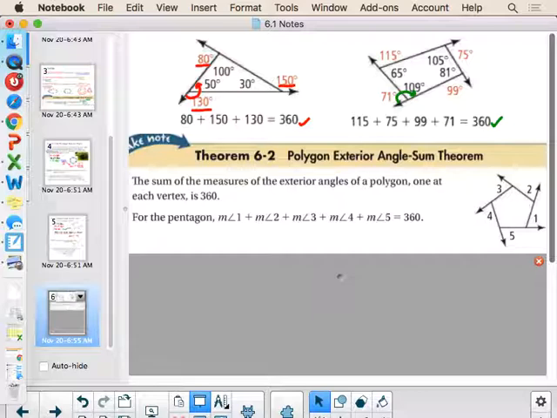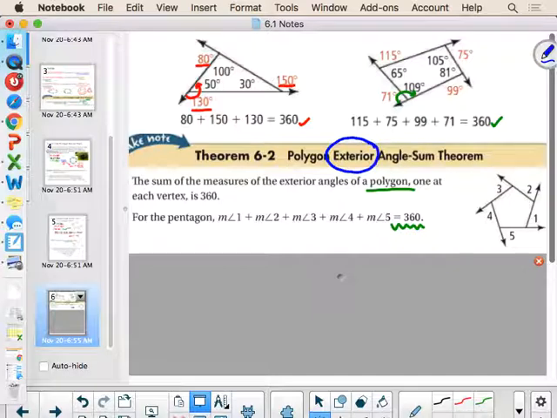Look at that. The sum of the measures of the exterior angles of a polygon at each vertex is going to be 360 no matter what size, okay? So when I add up all of the exterior angles, no matter the type of polygon, it does not have to be regular. They're always going to add up to 360. That would be a good always, sometimes, never question. We always add up to 360 if we're adding the exterior angles.